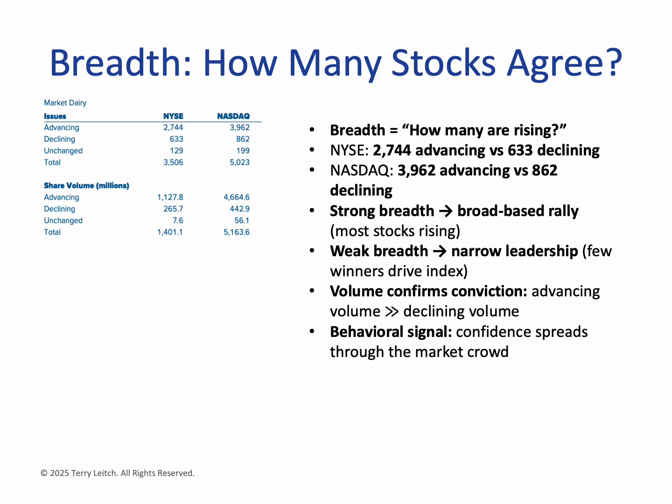Weak breadth, narrow leadership. So basically there's a few winners driving the index. If you saw the index was going up, but you looked at it and said, yeah, but the advancers and decliners are roughly equal, it's probably because there's just a few small things making a fairly big impact on the market. So it says the market's weak. Volume confirms conviction. So confidence spreads through the crowd.